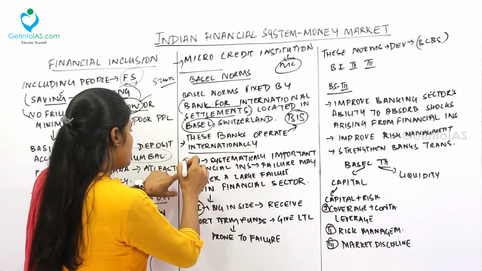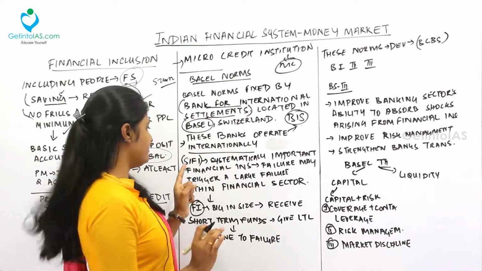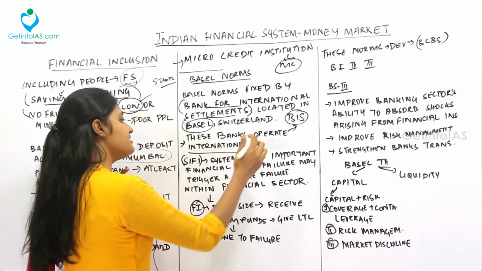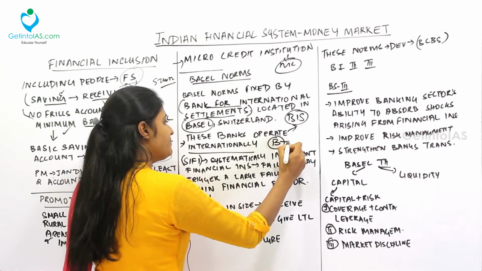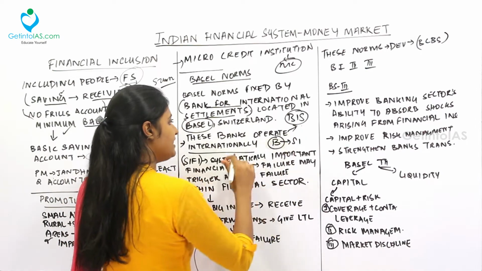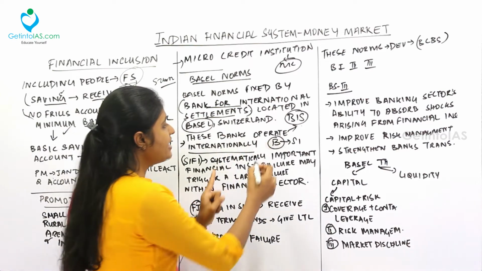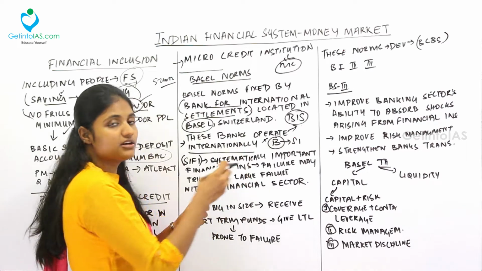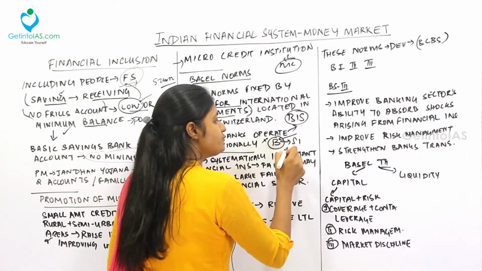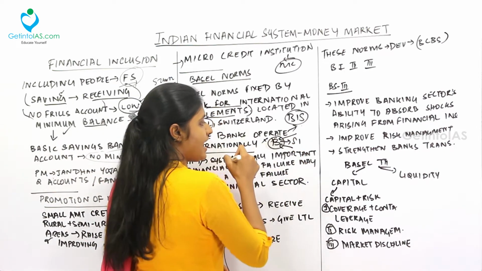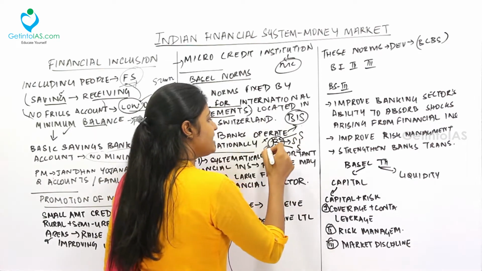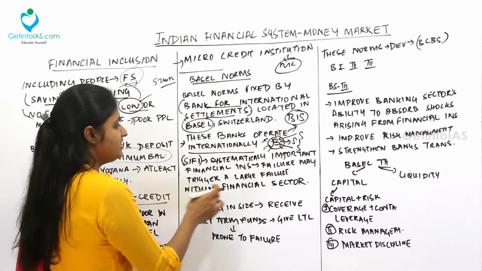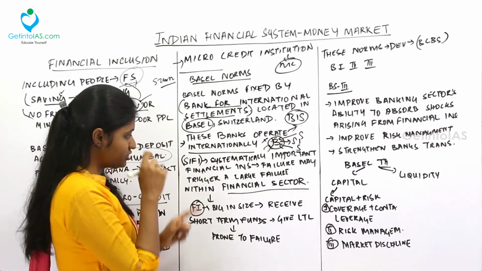Fine. So there is something called SIFI. So what is SIFI? Systemically important financial institutions are called SIFI. See, if there is a bank in India and that bank counts as a SIFI, a systemically important financial institution, the failure of this bank will cause failure of all other sectors which depend on this bank. A lot of people may be getting loans from this bank. So the failure of this bank will result in failure of other sectors also. So SIFI is what? Failure may trigger a large failure within the financial sector. Fine. So this is called SIFI.